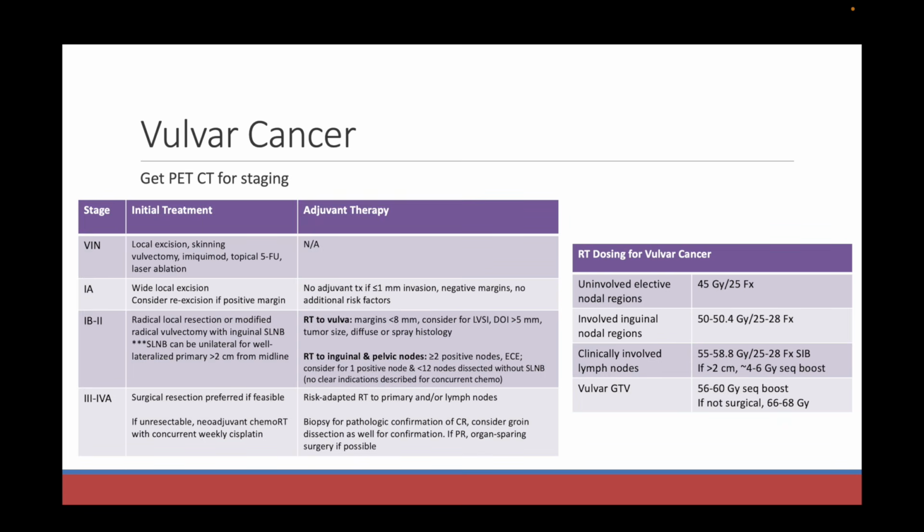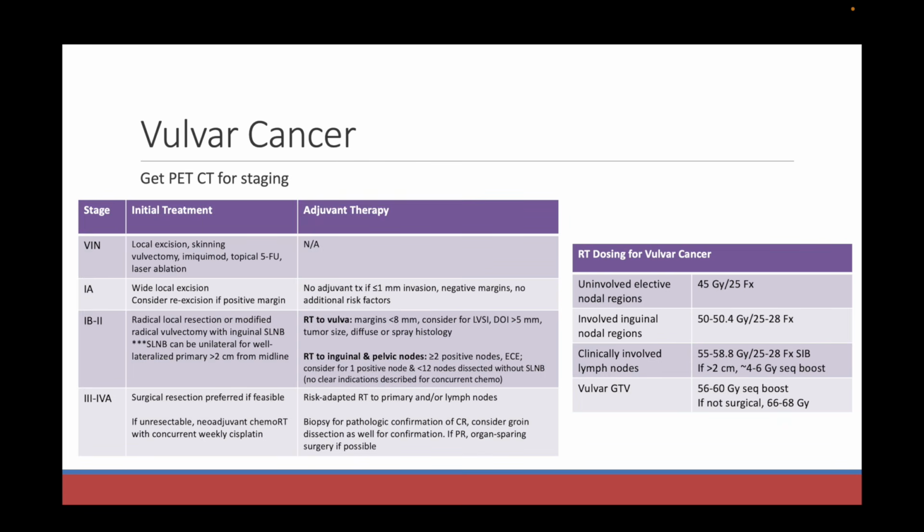So if patients do get surgery, the indications for radiation to the vulva are if they have close margins, defined as less than 8 millimeters, or if they have additional risk factors such as LVSI, a depth of invasion greater than 5 millimeters, if their tumor size is very large, or if they have diffuse or spray histology.